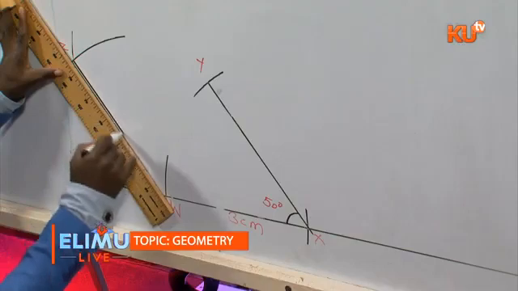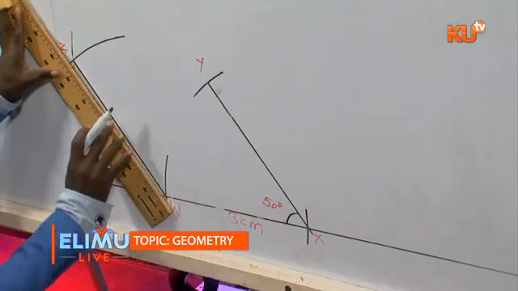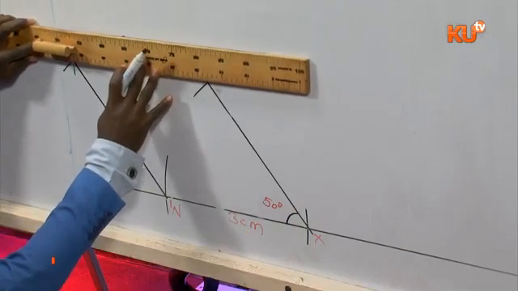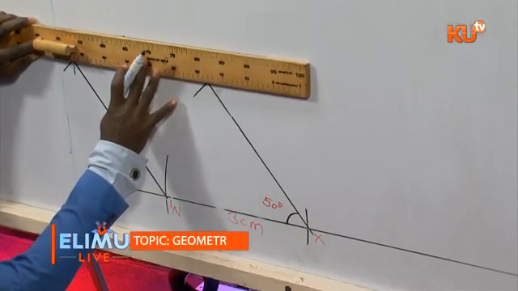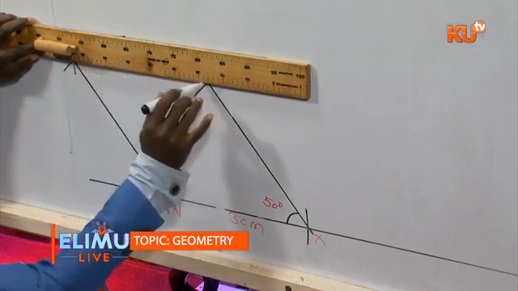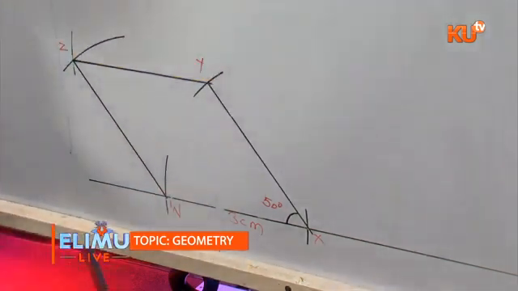I said accuracy is key here, and don't keep on drawing the lines. Just do it once and be very accurate. Again, you come at this point, then you join the line. Your parallelogram, your rhombus, is completely drawn.